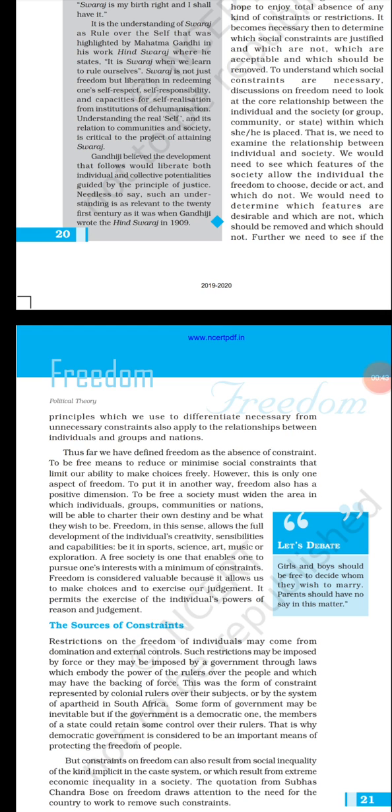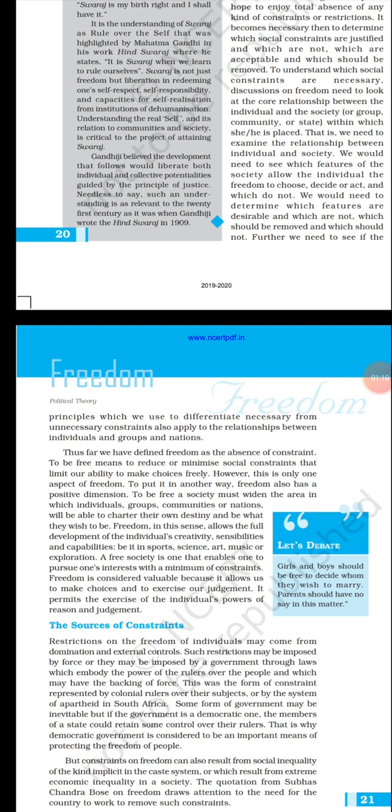Sometimes restrictions on the freedom of an individual may come from domination and external control, or such restrictions may be imposed by force, or they may be imposed by the government through laws which embody the power of the rulers over the people and which may have the backing of force. So there are different kinds of restrictions.